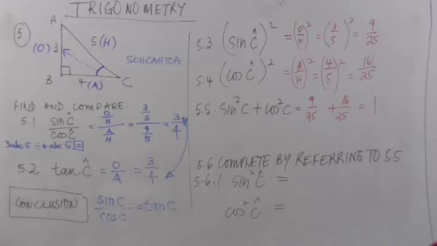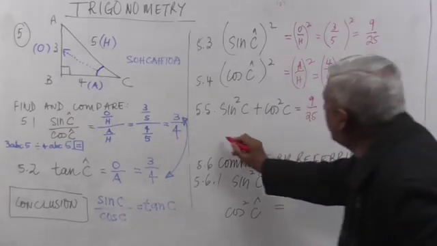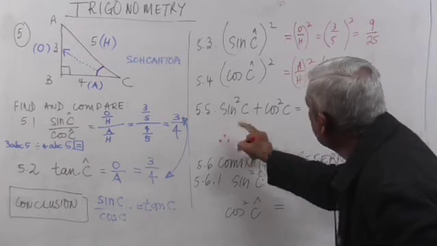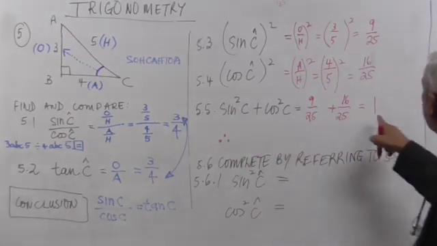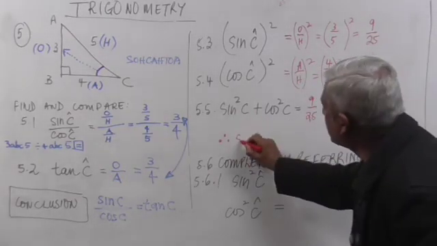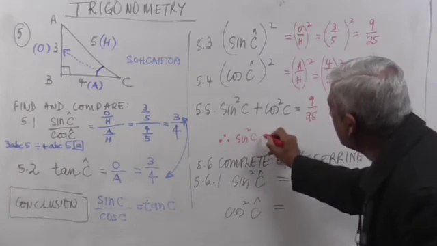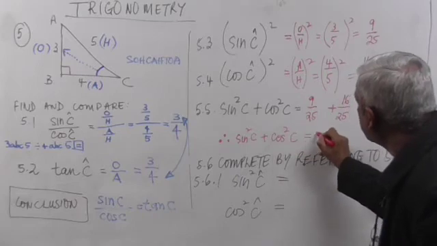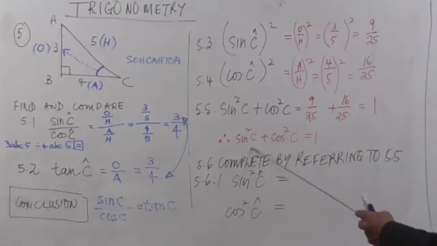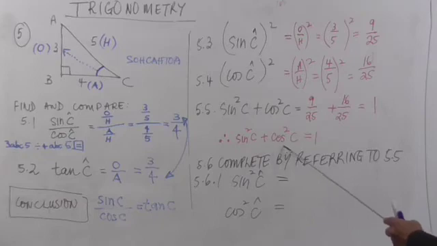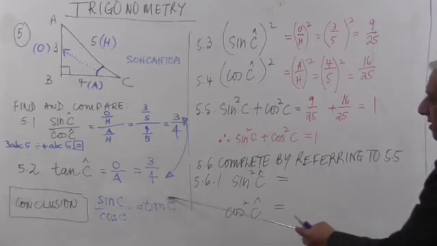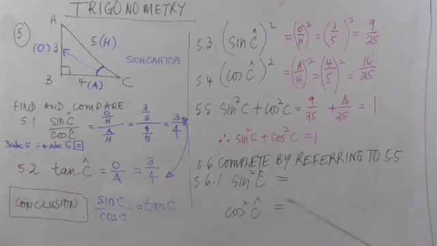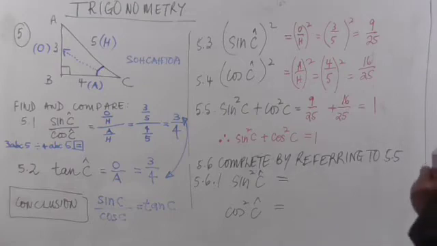So what are we concluding? We are concluding, therefore, you can see the final answer for that is 1. So your conclusion is sine squared C plus cos squared C is equal to 1. This is true for any angle. No matter what the size of the angle is, that will be the answer.